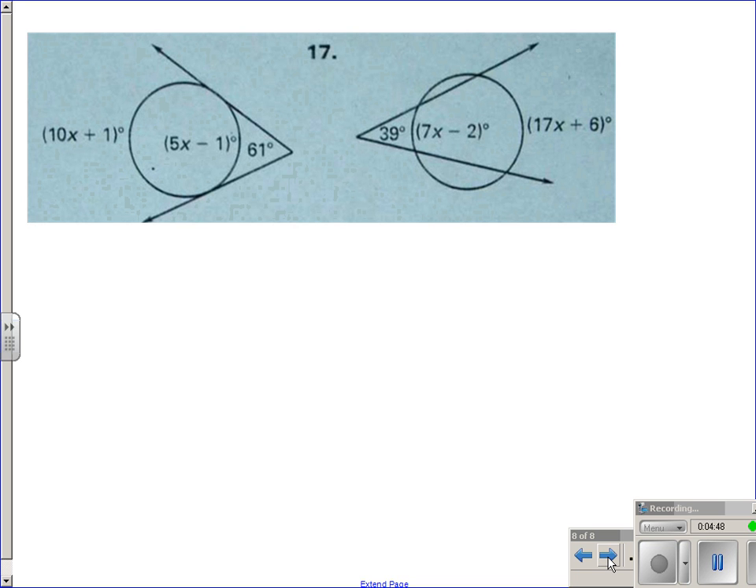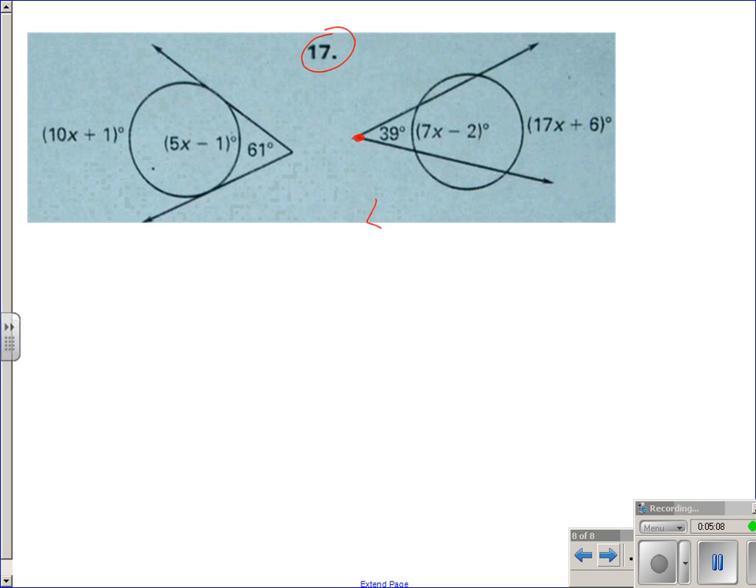But I want to talk about these ones most importantly. Okay, start throwing some algebra into these problems. The setup is the same. It's just you got to be a little bit more careful with solving. So let's look at number 17 first. All right, we have an angle. It is outside of the circle.